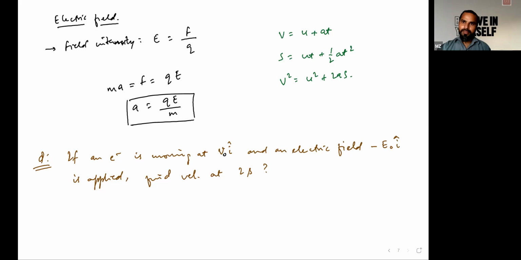There is one concept behind this. I'm describing that. Since the electric field is along negative x-axis, it will be along negative x-axis like this, E naught. An electron is initially going along positive x-axis, so it is going along this direction with some velocity v naught.